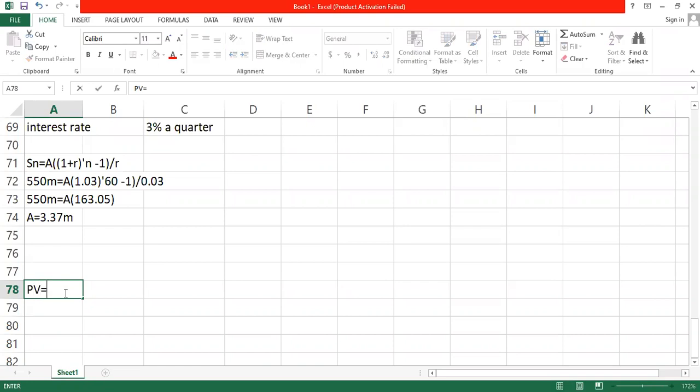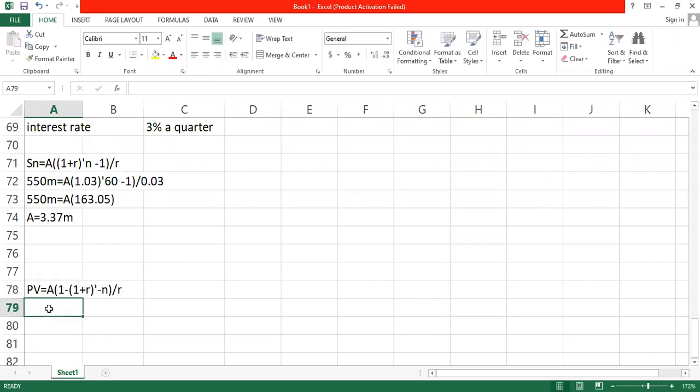The present value is equal to the amount A, into brackets 1 minus, another bracket, 1 plus r, bracket closes, all exponent negative n, bracket closes, all over, divided by r.